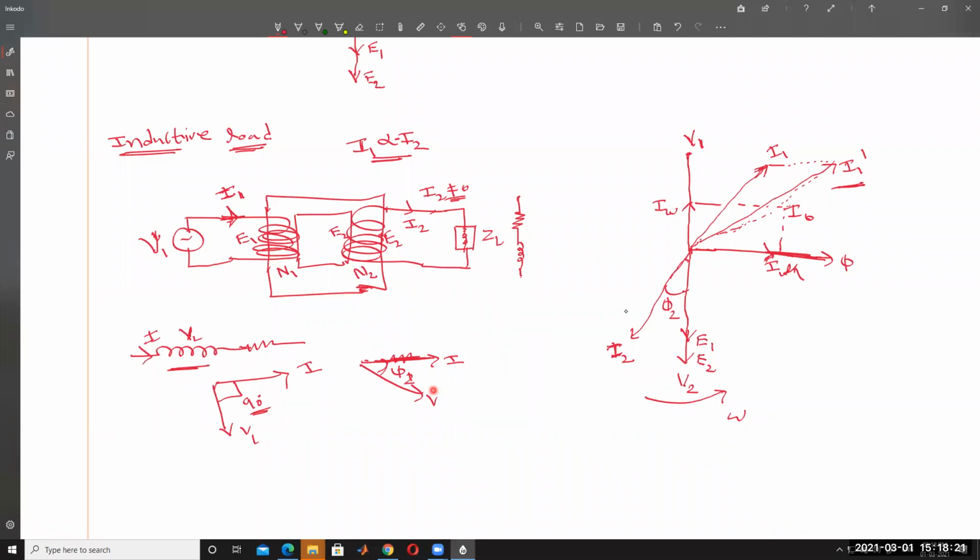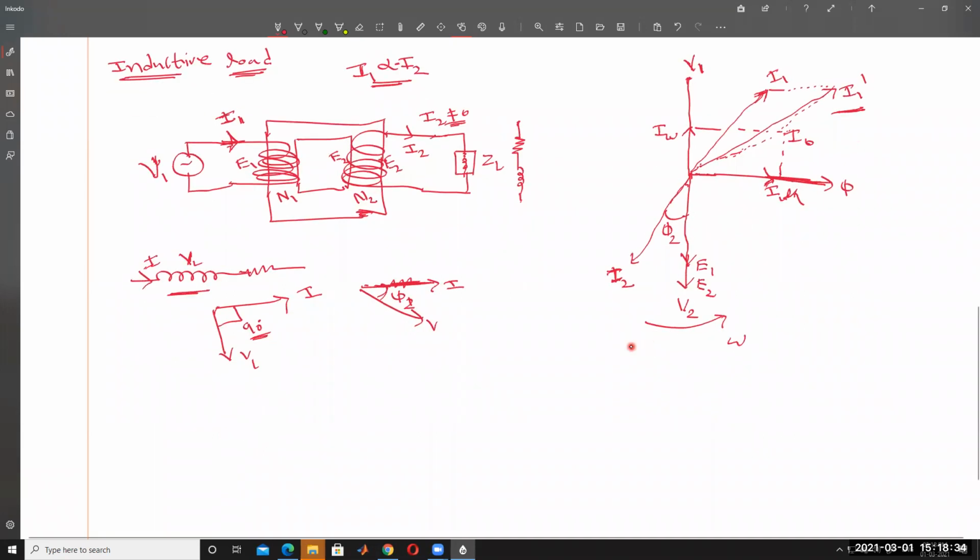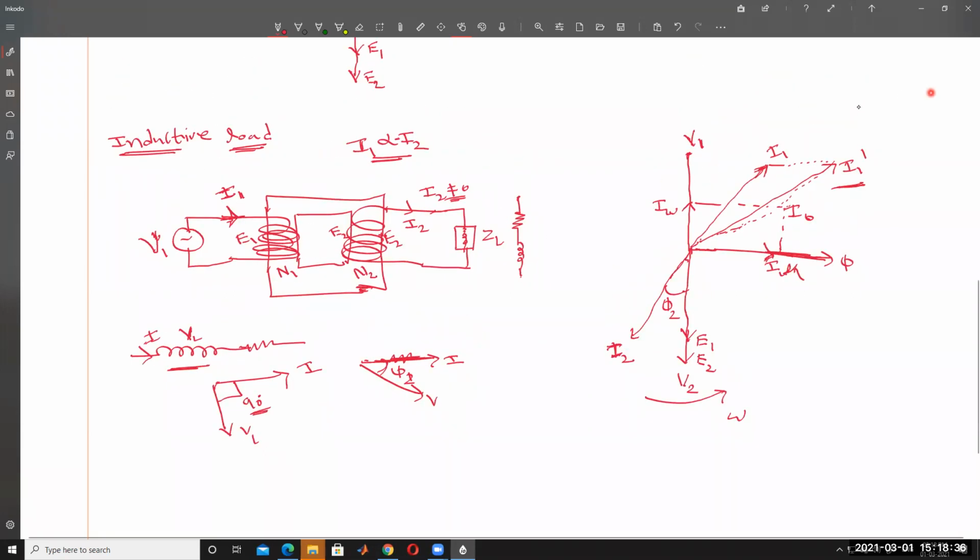Here also, on the secondary side, the load power factor angle is pi 2. So it is lagging, because the voltage leads and the current lags when you look in this direction. That's why the pi 2. Okay, draw the phasor diagram for a resistive load, unity power factor.